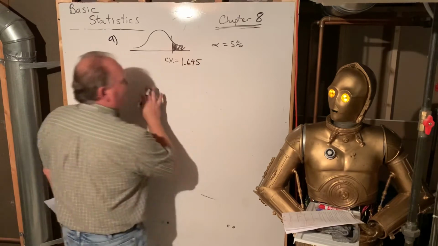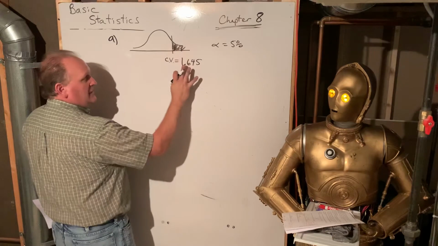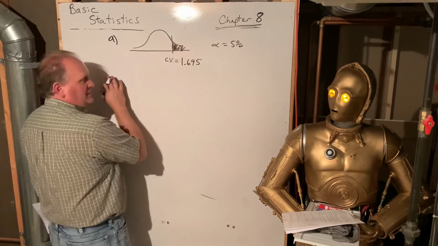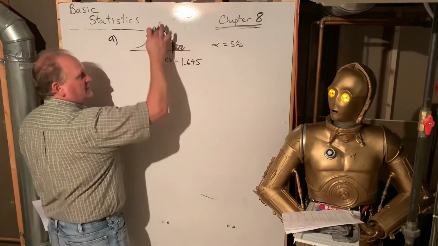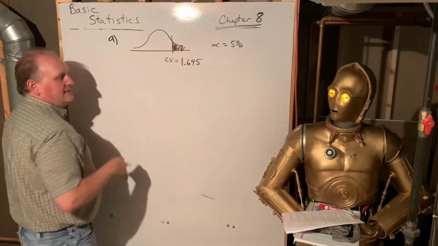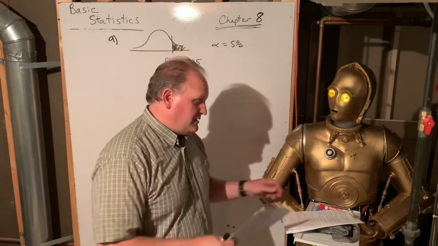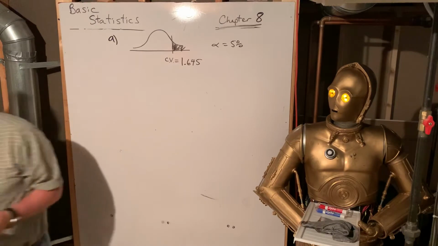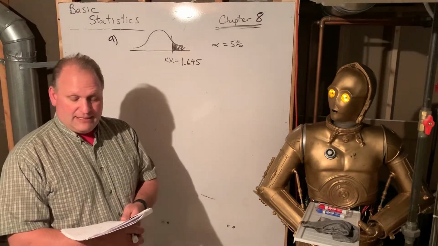So that means when I find my Z score, if it's in this shaded area, if it exceeds 1.645, I reject the null and conclude the alternative. If it's in this unshaded area, if it's 1.1 or something, I fail to reject the null and just conclude that the alternative isn't true. All right? Okay, so let's look. That was a right-tailed test at 5%.